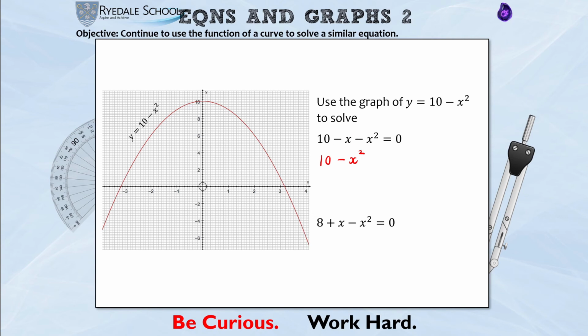I don't have any x's here. I need to get rid of that x, and I can get rid of that x by adding x. So this side of my manipulated equation becomes x. So there's the graph that I've got. I'm going to need to plot the graph of y equals x.